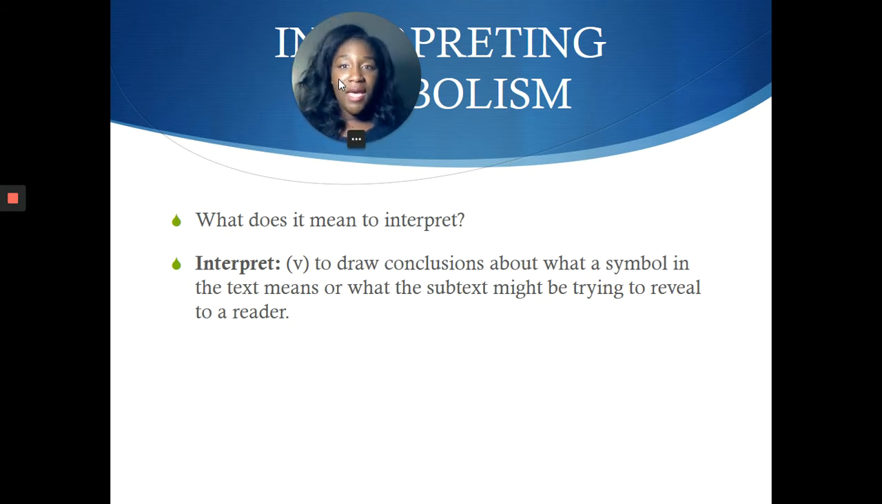Now, when you have subtext or symbolism in a story, in a poem, in a piece of literature, chances are you're going to be doing a little bit of interpreting. And I also love to do this because I like to figure out what the real message is. So when you interpret something, you're really drawing conclusions about what the subtext or the symbolism means. And to do this, you have to read the story.